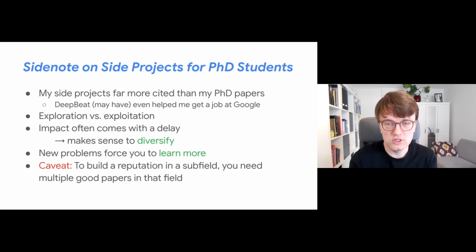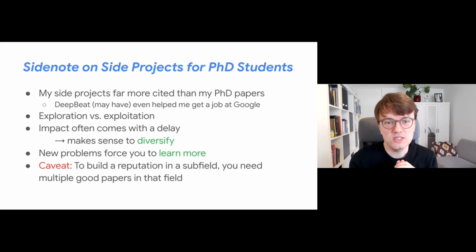And then over time, you see which things work, which things you enjoy yourself, and then it might be easier to make an informed decision on what to focus on more. And at least I myself noticed that whenever I tackled a new problem, it forced me to learn a lot of new things. So in that sense, it was very useful.